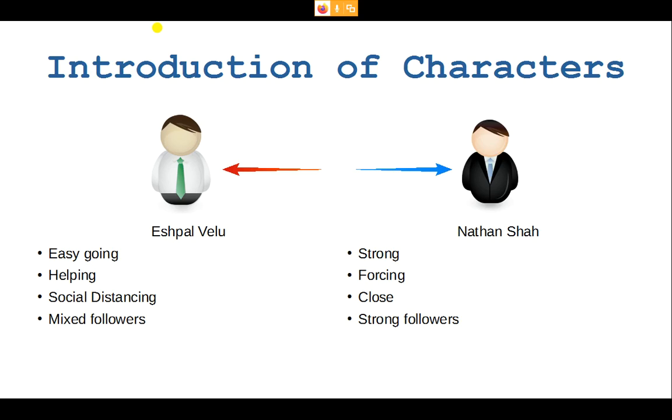Nathan Shah has a strong character, he can force people and get things done, he is close with his people, and he has a strong follower base. On the contrary, Yashpal Velu has an easygoing character, he might be helpful to all people. Also, he maintains social distancing like in COVID situations, and he has a mixed type of followers. The most important thing to note is that these two people are opposite to each other, but all these people have their own ideas which are unique.